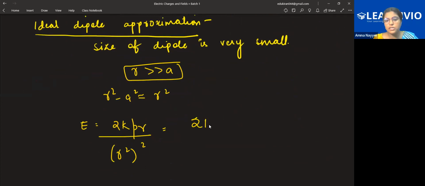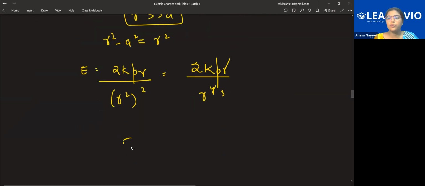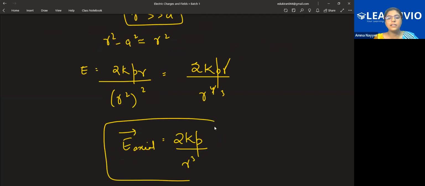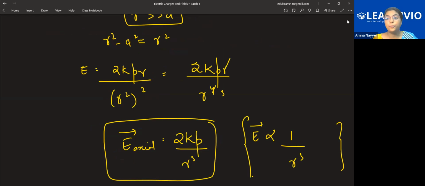So this is 2kpr by r to the power 4. One r cancels. So we have the final formula of axial field. Axial electric field is 2kp by r cube. What is important here is to mark the graph between electric field and the separation. That is, electric field is 1 by r cube times.